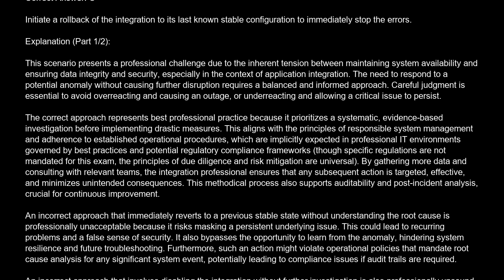An incorrect approach that immediately reverts to a previous stable state without understanding the root cause is professionally unacceptable because it risks masking a persistent underlying issue. This could lead to recurring problems and a false sense of security. It also bypasses the opportunity to learn from the anomaly, hindering system resilience and future troubleshooting. Furthermore, such an action might violate operational policies that mandate root cause analysis for any significant system event, potentially leading to compliance issues if audit trails are required.